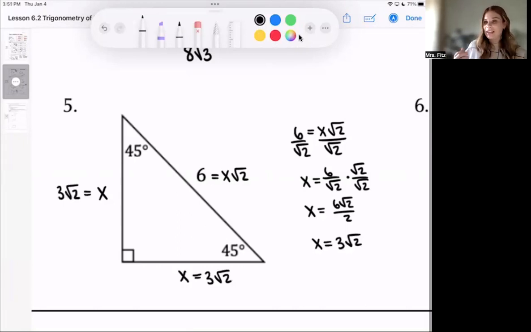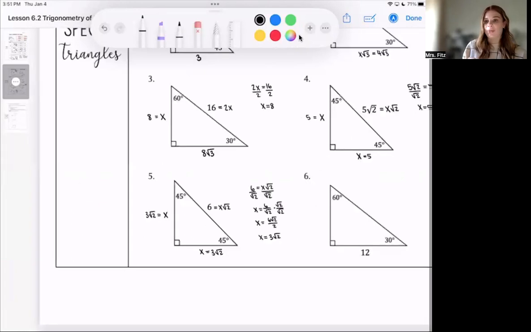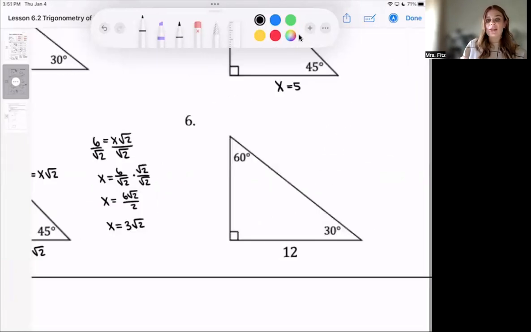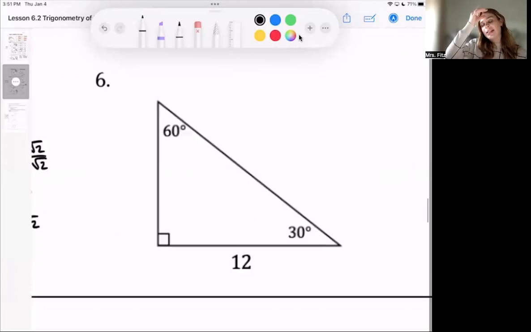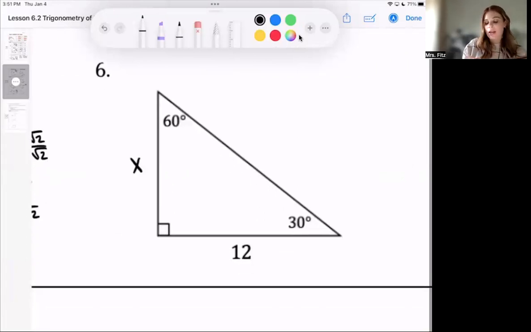Okay, not too bad. Very similar to number 4. Number 6, remember, this is a 30, 60, 90 triangle. We always start with the shortest leg is x. The longer leg is x √3, and the hypotenuse is 2x.